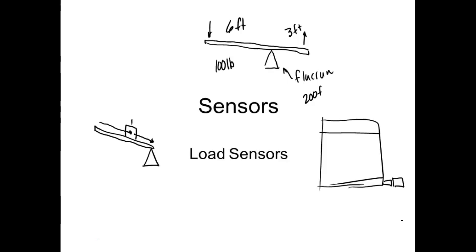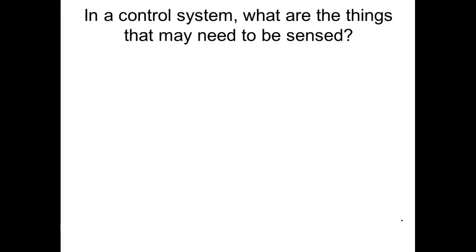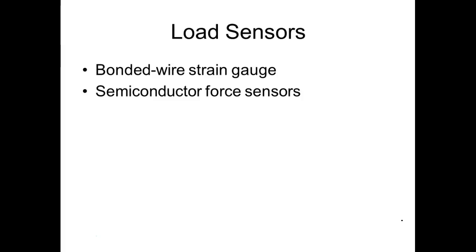What we're going to look at here is the two main uses that we have. And the first one is what we call a bonded wire strain gauge.